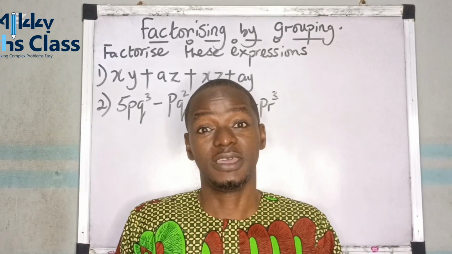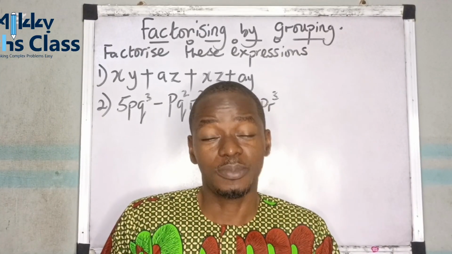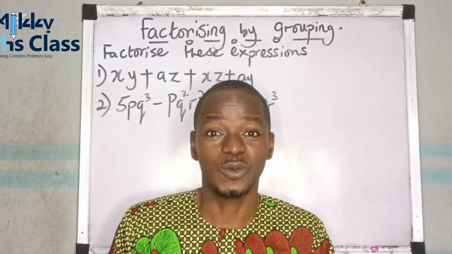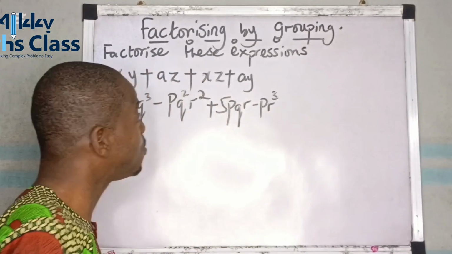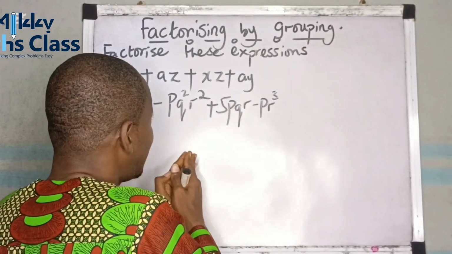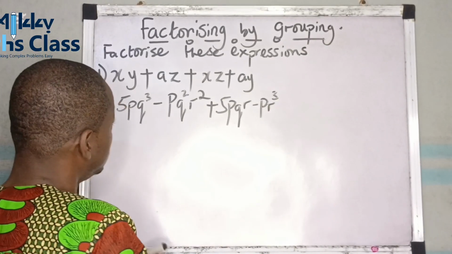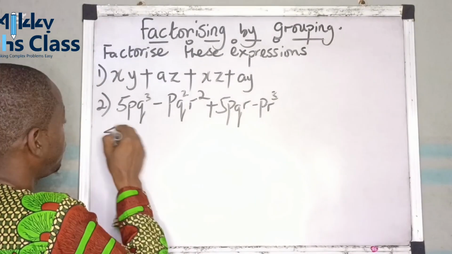Welcome back once again to the Making Masters, a channel solely dedicated to demystifying mathematics, making complex problems look easy. Come along, we have factorizing by grouping. Group means put those that are similar into one part, then bring out what is common. For example, this first one.